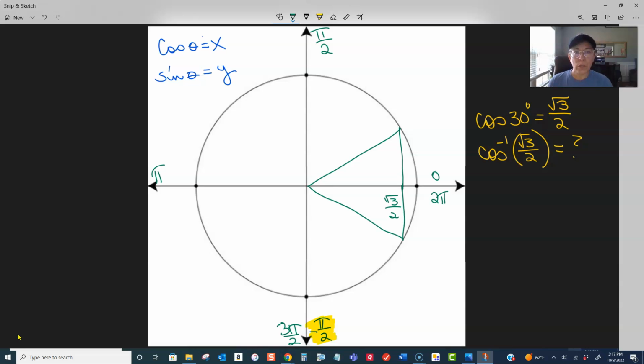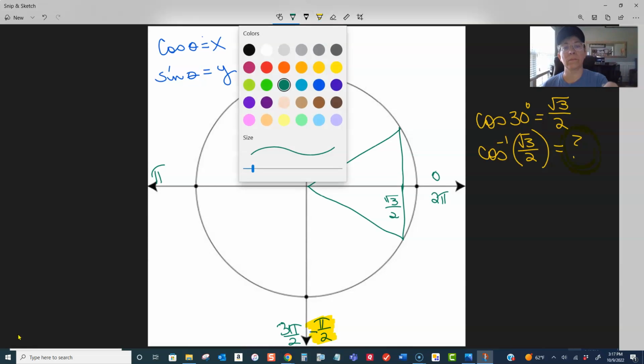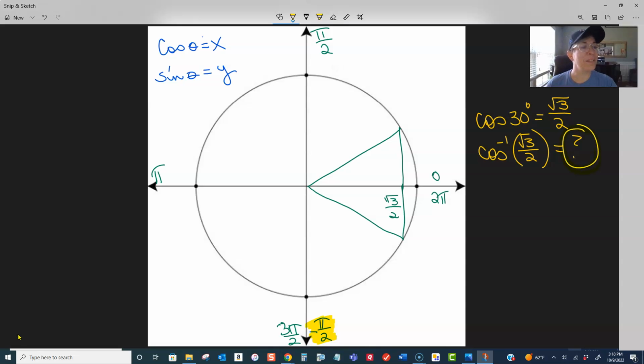That would be down here in the fourth quadrant. So if you remember that inverse functions, matter of fact, any function, for every input, there has to be a unique output. Sorry, that didn't show up there. Has to be a unique output. That's why we have to restrict the domains, okay?